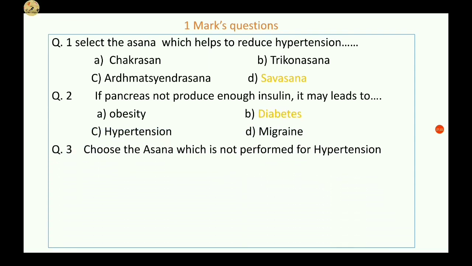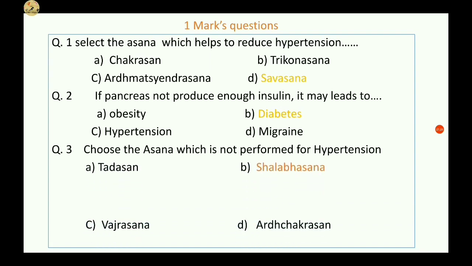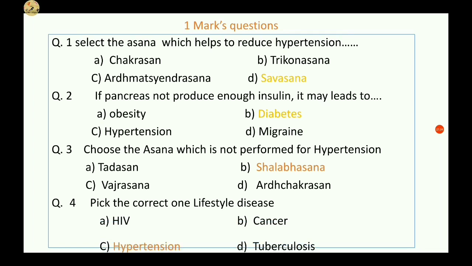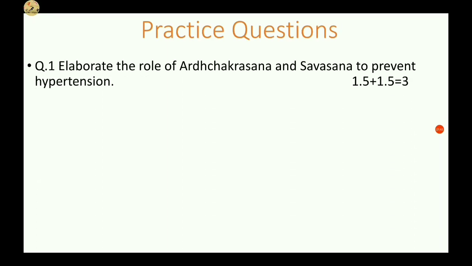The third question is choose the asana which is not performed for hypertension, that is Salabhasana, which is not performed for hypertension. The fourth one is pick the correct one lifestyle disease. The four options are here. The correct answer is hypertension. The next practice question for 3 marks and 5 marks question, 5 marks. Elaborate the role of Ardha Chakrasana and Savasana to prevent hypertension.